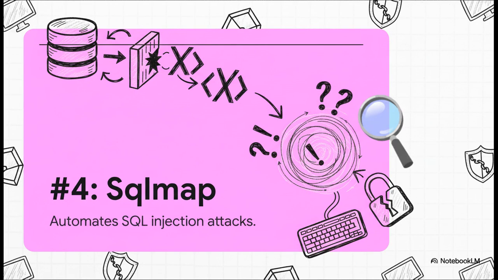Next up, at number 4, we have SQLmap. This is a highly specialized tool. It focuses on one of the most critical and common web vulnerabilities out there, SQL injection. And its job is to automate the entire process of finding and exploiting these flaws.